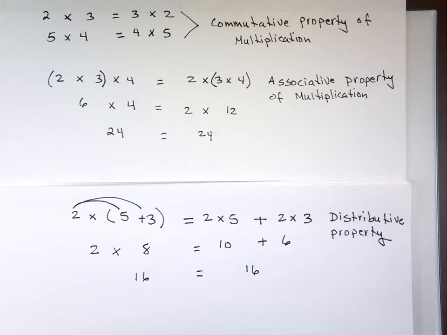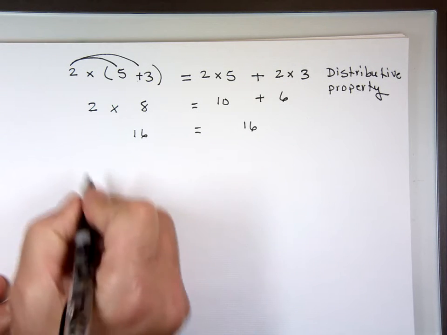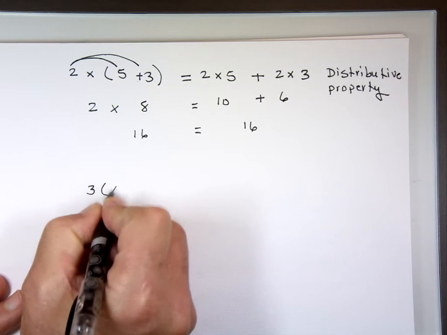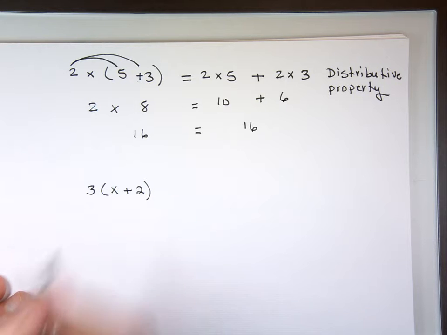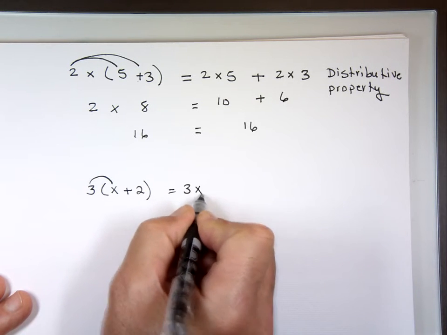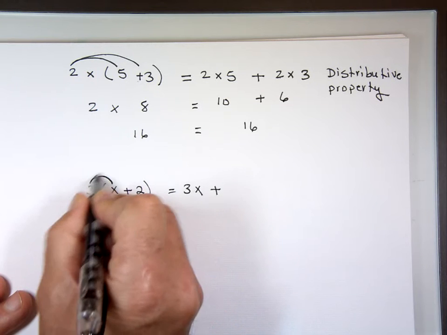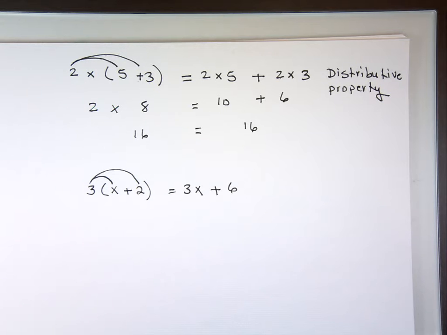You can distribute that. Where we use this a lot, again, algebra 1, we use this really a lot when you have a problem like this. 3 times x plus 2, and you want to simplify that. You go, that's 3 times x plus 3 times 2, which is what? 6. So we do that in one step.